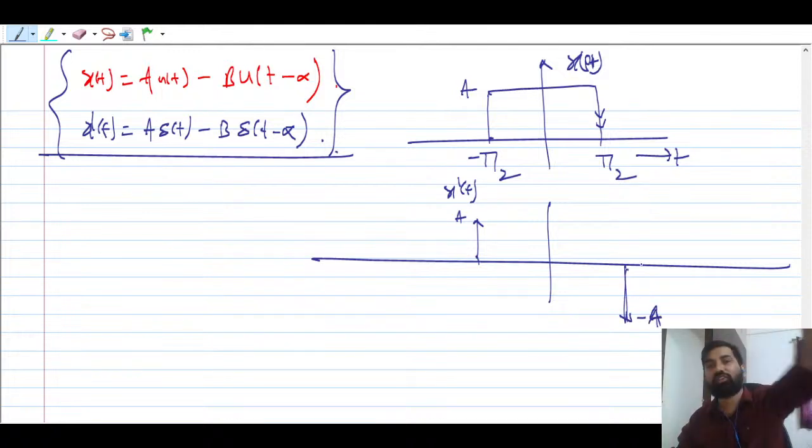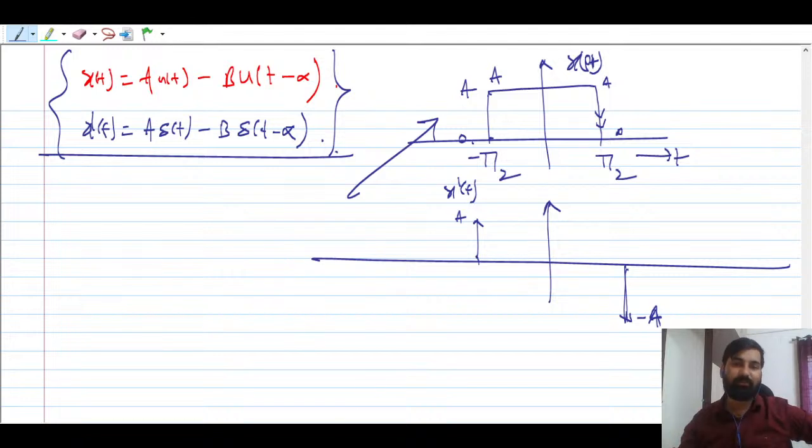So how much jump are you doing? Here you're coming down from A to 0, and here you are jumping from 0 to A. So 0 to A means positive jump, A to 0 is a negative jump, right? So you have to draw like this, with 2 impulses associated with this. I think this is clear, right? So this is how we can differentiate the derivative of a signal.